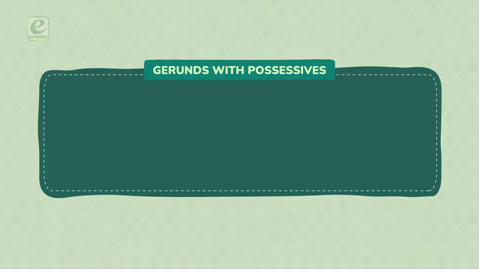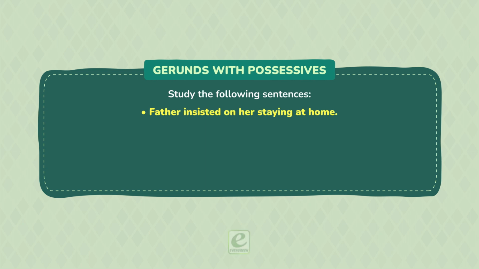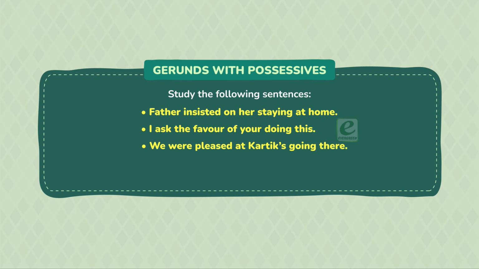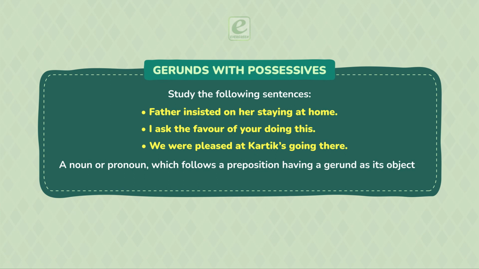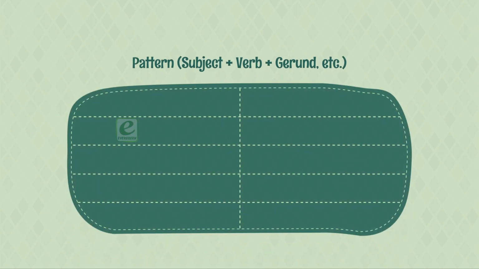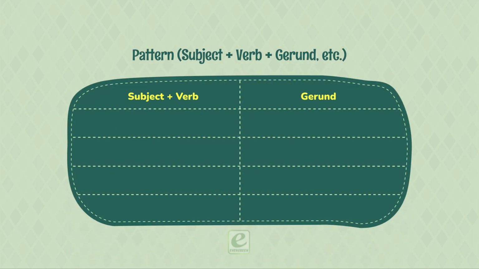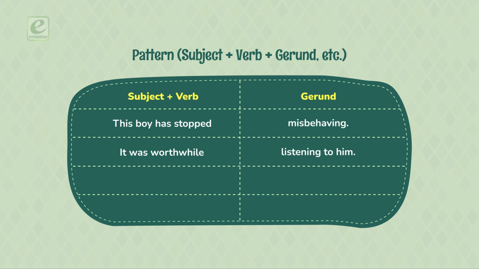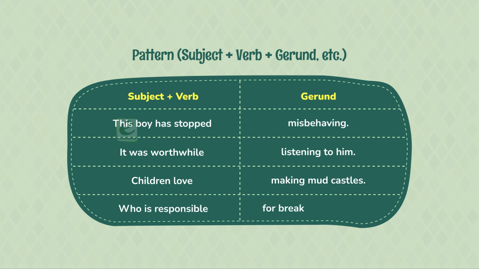Gerunds with possessives. Study the following sentences. Father insisted on her staying at home. I ask the favor of your doing this. We were pleased at Karthik's going there. A noun or pronoun which follows a preposition having a gerund as its object usually takes the possessive case. Pattern: subject plus verb plus gerund, etc. This boy has stopped misbehaving. It was worthwhile listening to him. Children love making mud castles. Who is responsible for breaking this mirror?